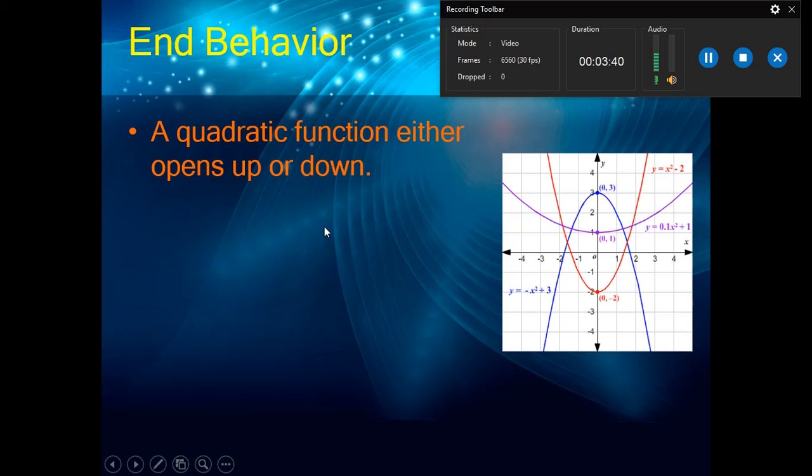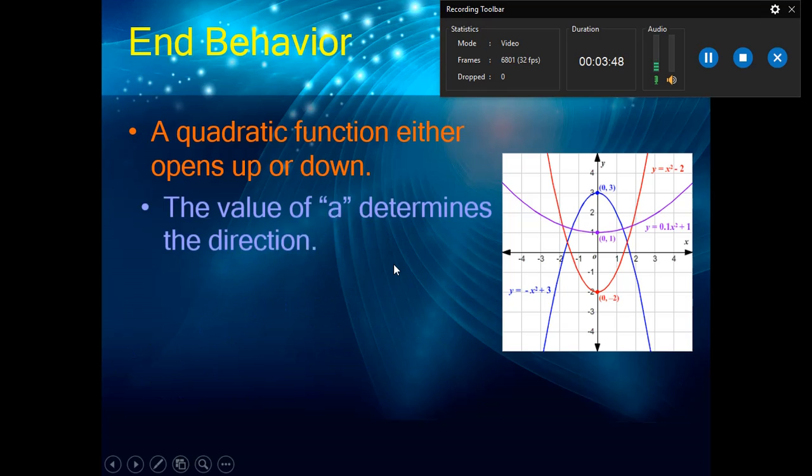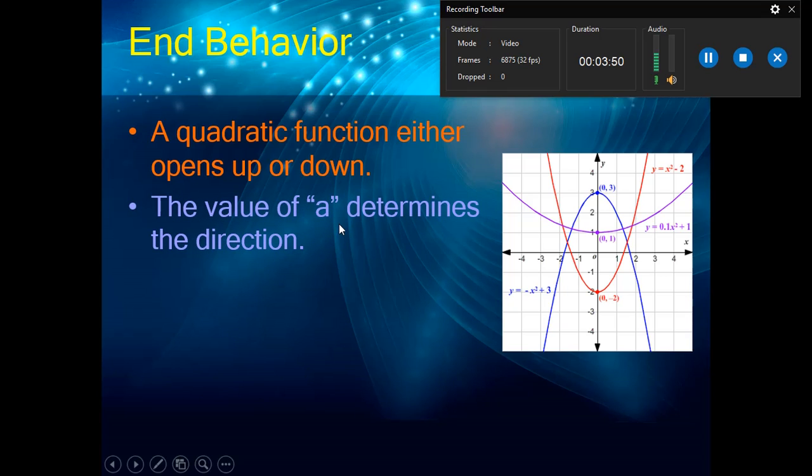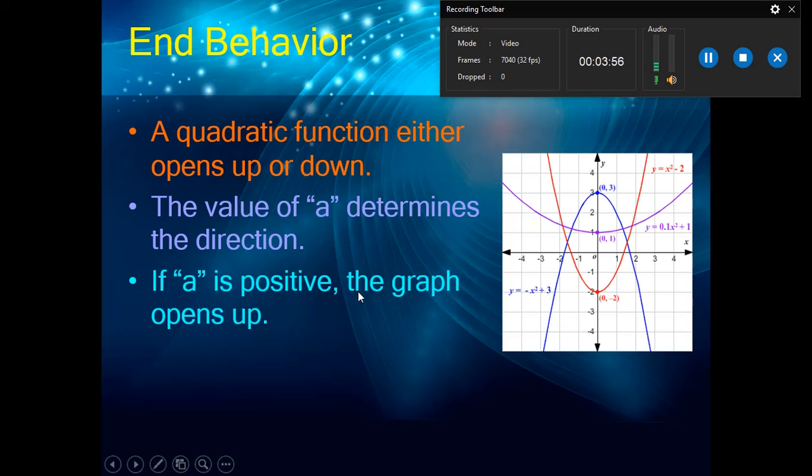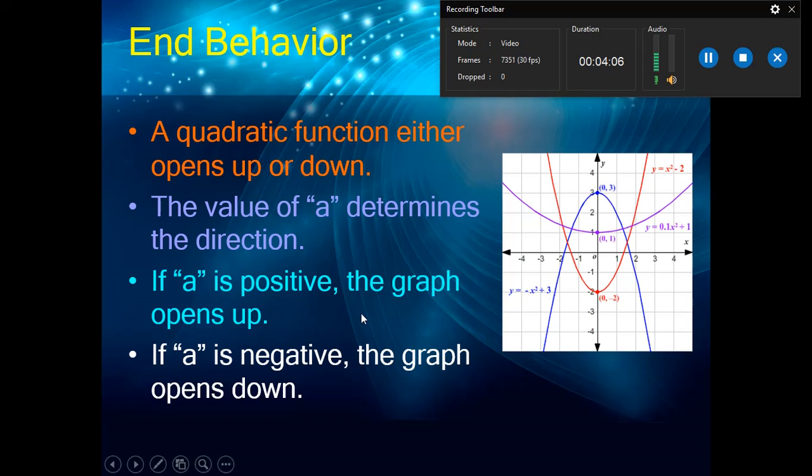We know that the quadratic can either open up or open down. We will know what happens to the quadratic before we even graph it. So the value of a will determine the direction. If the value of a is positive, then the graph will open up. As a gets larger, it will become taller and thinner. If the value of a is negative, the graph will open down. The same thing is true when a is negative. If it's negative 2 or negative 3, it will become very tall and thin as well.